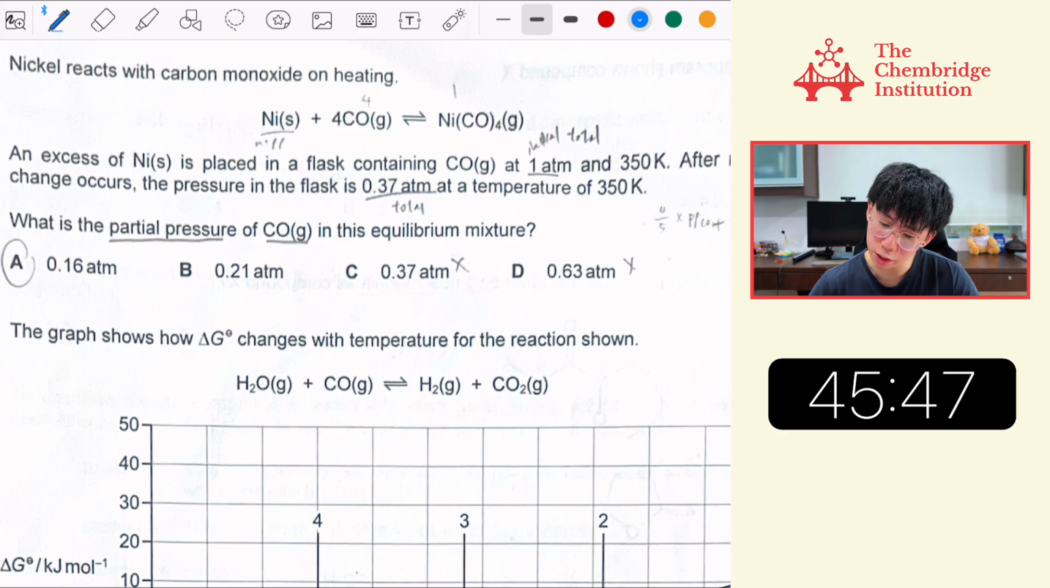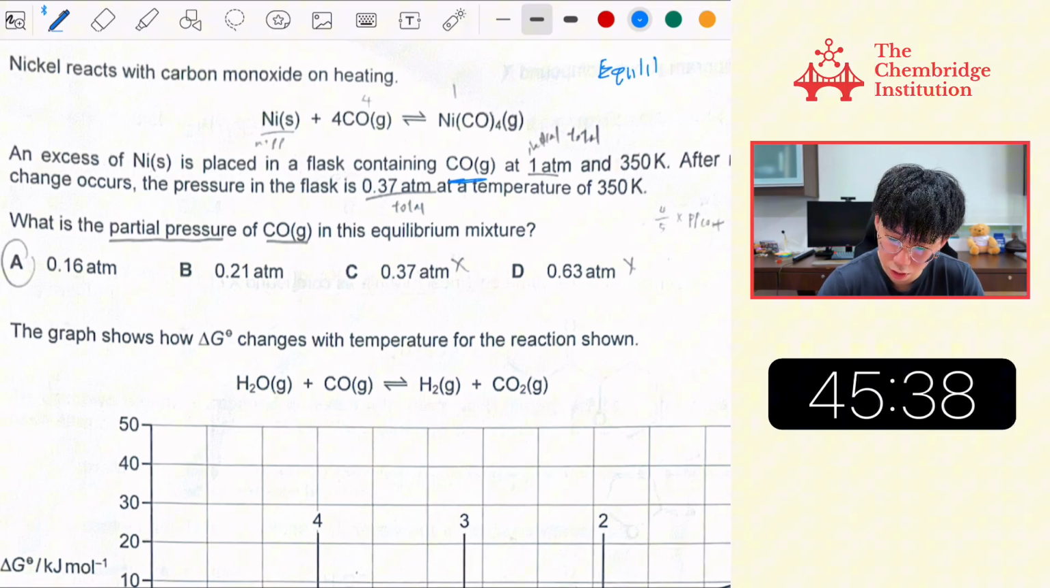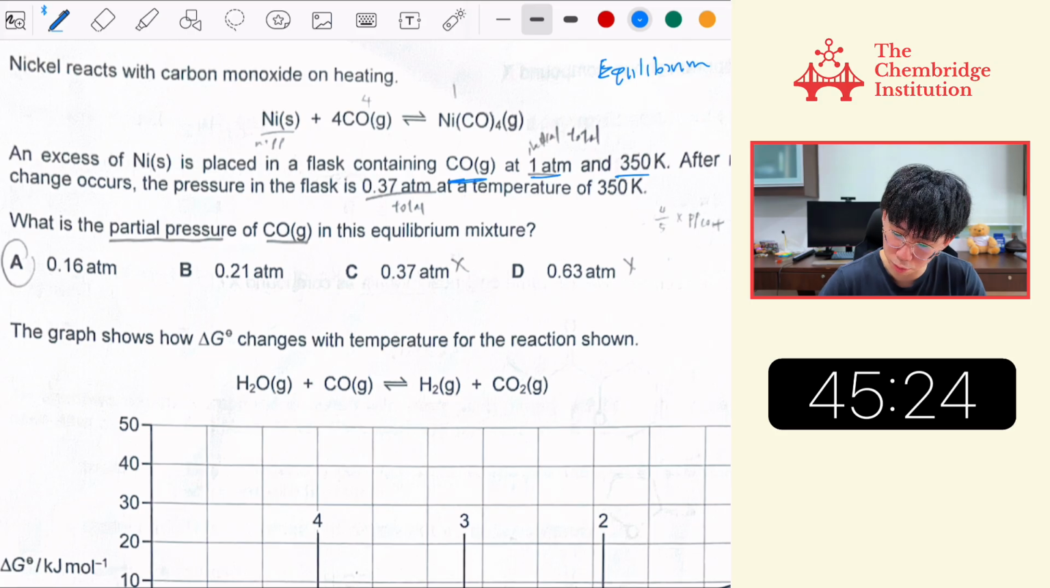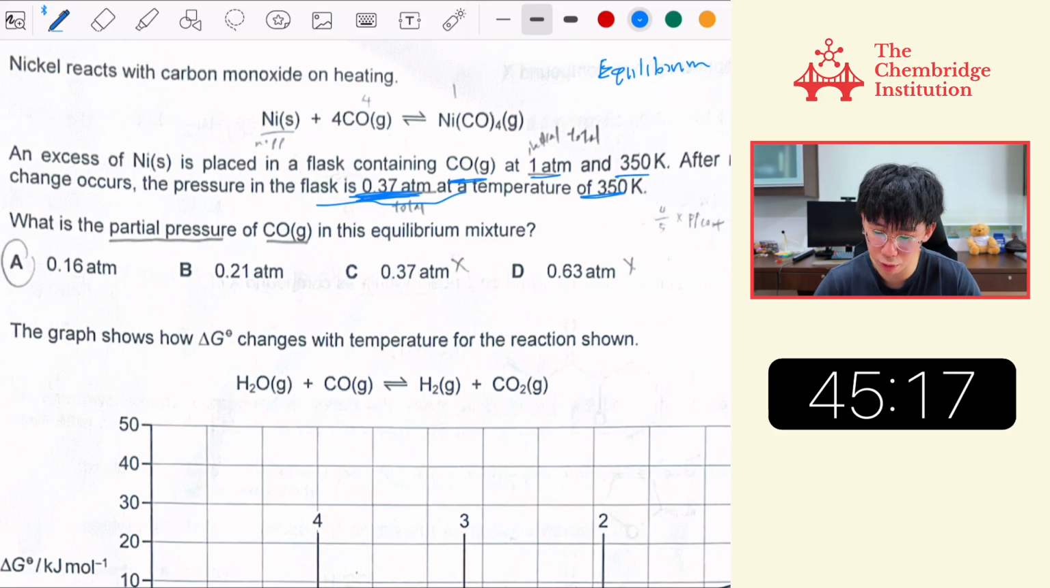Question 10. Nickel reacts with carbon monoxide on heating. An excess of nickel is placed in a flask containing CO. Okay, this is definitely an equilibrium question, so I should probably use an ice table. They are putting a lot of pressures and volumes and temperatures as well, so maybe it's the ideal gas law. After no further change, the pressure in the flask is 0.37 atm at a temperature of 350 K. This is the total pressure. So what is the partial pressure of CO gas in this equilibrium mixture?